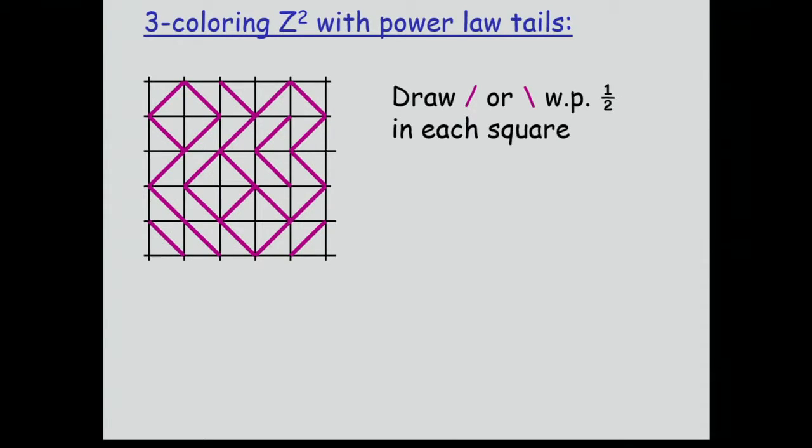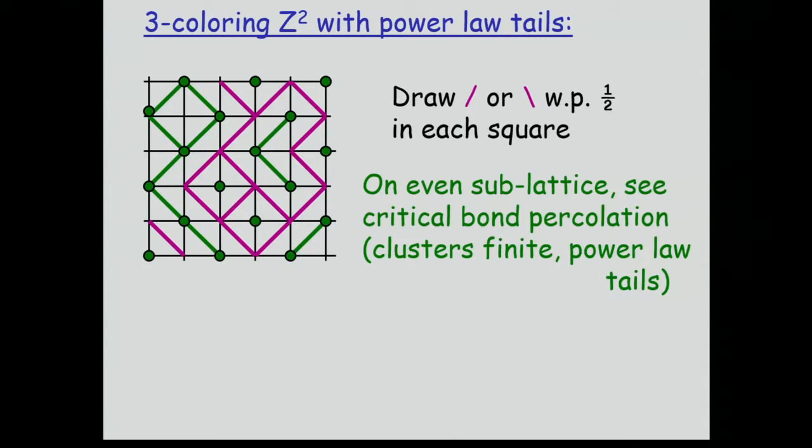Okay, if you look at this picture, what do you have? Well, Z2 is bipartite, and if you look at the even sublattice, the green vertices, and you look at the edges that connect them, these green edges, then you simply have critical bond percolation on Z2, but it's Z2 tilted by 45 degrees, because each possible edge, like this one, is either present or absent with probability half.